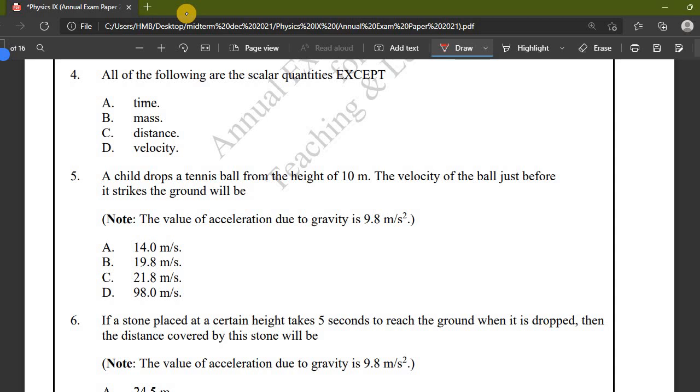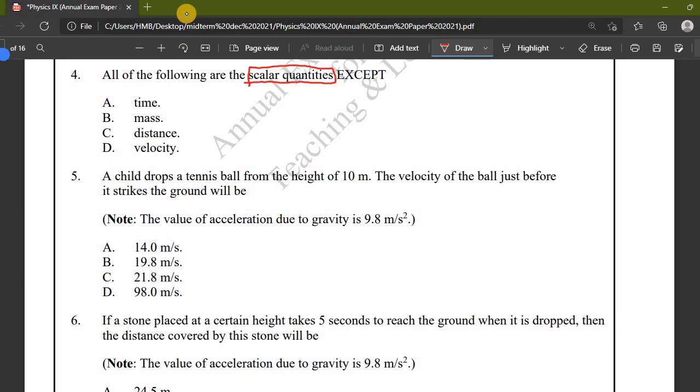Let's come to question number 4. All of the following are scalar quantities except. Scalar quantities are those that do not require any direction. They can be completely described with the help of their magnitude and their SI unit. So time is a scalar quantity, mass is a scalar quantity, distance is a scalar quantity, while velocity is a vector quantity, the rate of change of displacement, and it requires direction as well. So the correct answer for question number 4 is option D.